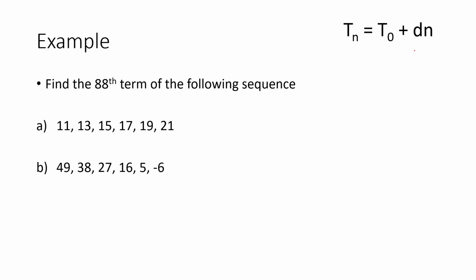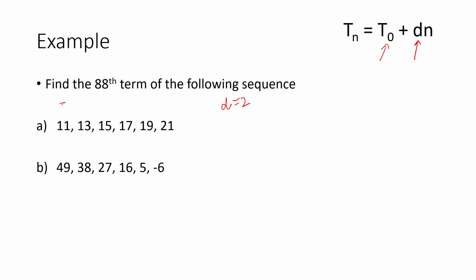The first thing we can find, which is actually something that we already know, is the common difference. So for part A, the common difference is equal to 2. Next, let us find what is term 0.